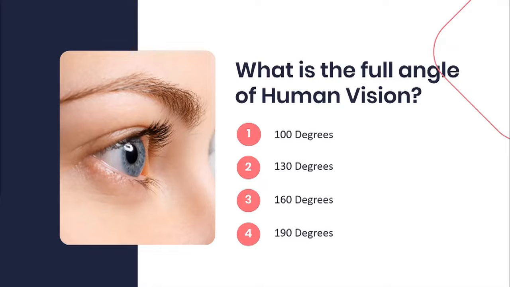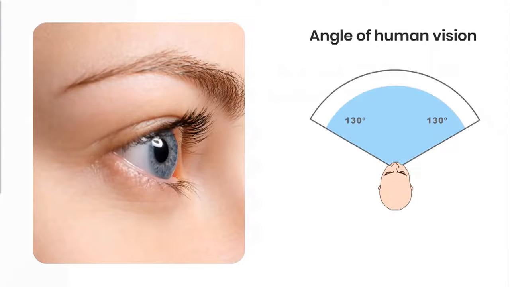So try this yourself. Look straight forward and try to guess how much of an angle of vision that you have that you can see, and try to answer this question. Is it 100 degrees, 130 degrees, 160 degrees, or 190 degrees? Well, the total angle of human vision altogether, including our peripheral vision, is indeed 130 degrees.